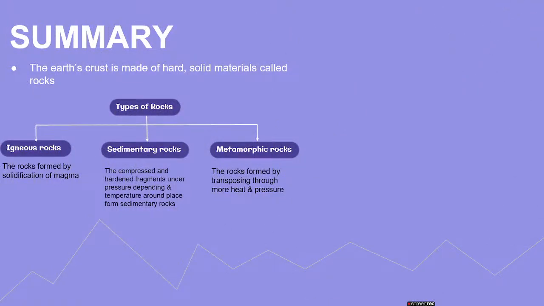Now we shall summarize the second part of this lesson, that is, the earth crust is made up of hard solid materials called rock. In part 2, we learnt about rocks. There are three types of rocks: igneous, sedimentary, and metamorphic rocks. You can see that there are different types of rocks, differentiated based on the type of formation.